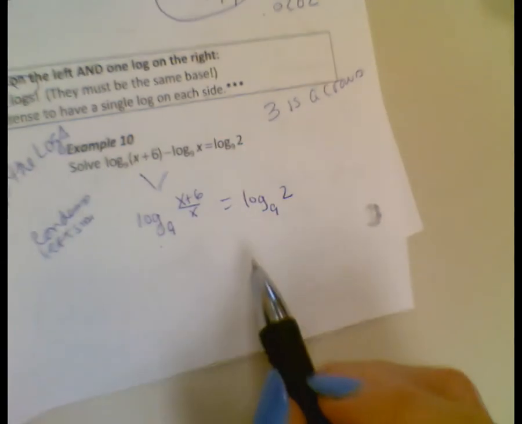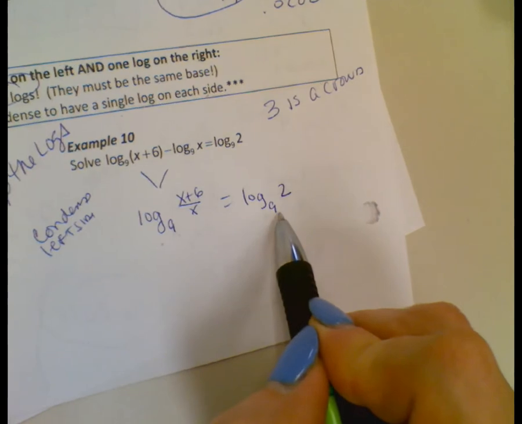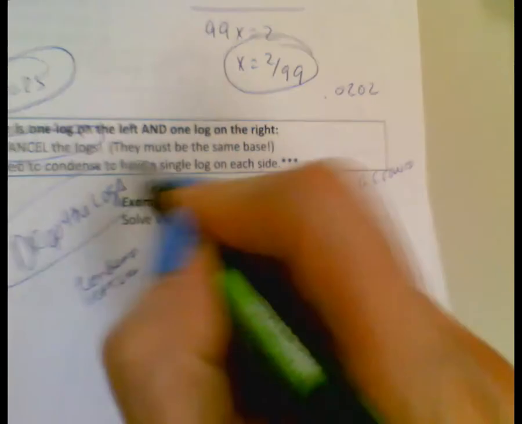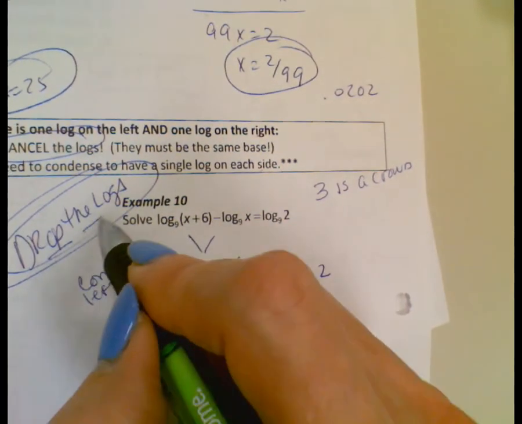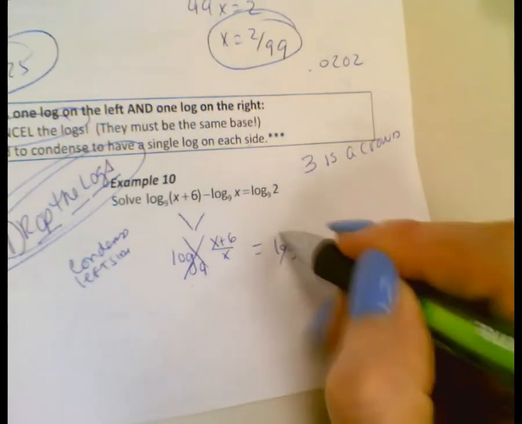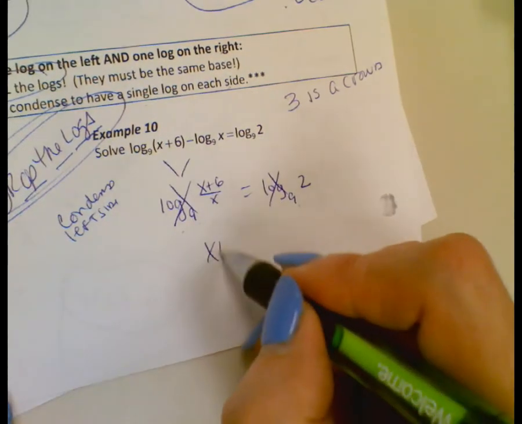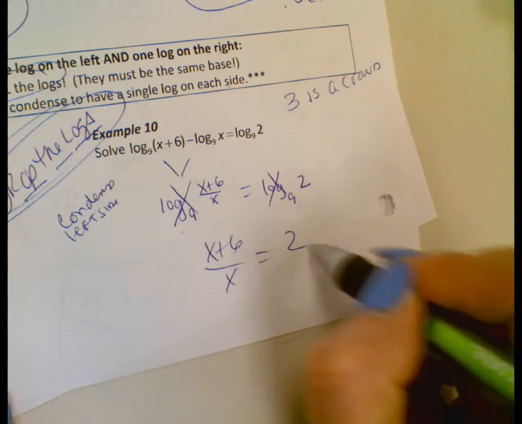Now, do you see that you have a log base 9 on each side? So what we're going to do? We're going to drop the logs. Drop them. Get them out of there. So you're left with x plus 6 over x equals 2.